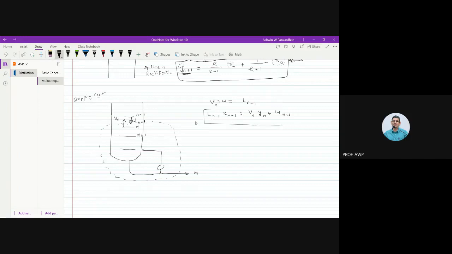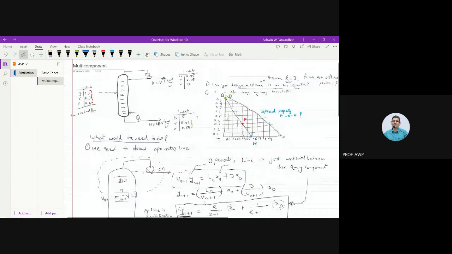So this is your operating line. That's valid for any component, whether it is more volatile or less volatile. It is X and Y for that particular component. Don't you agree? Yes, sir. Okay. Now we know how to get operating lines.